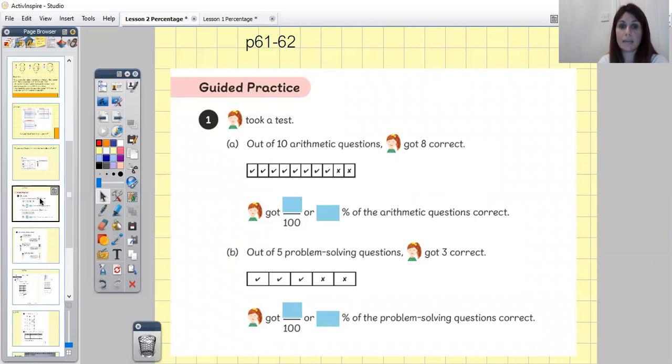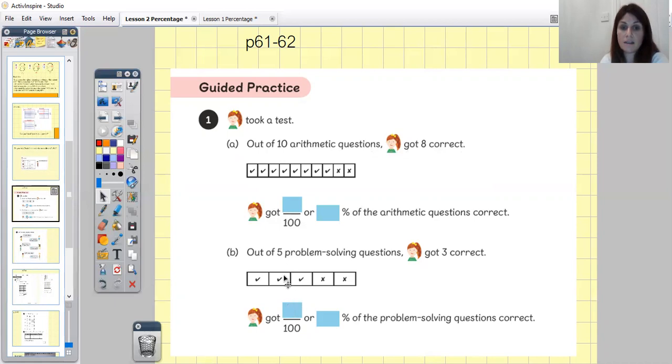Okay, guided practice then. Pages 61 to 62, so you've got 2 pages for your guided practice, so don't just skip on after the first page. So we've got, can't remember her name, took a test. Out of 10 arithmetic questions, she got 8 correct. So how would we show this? So think about what we've just done and use that knowledge to answer these questions. So you convert it into out of 100, and that'll give you a percentage. Okay, it's much, much easier.